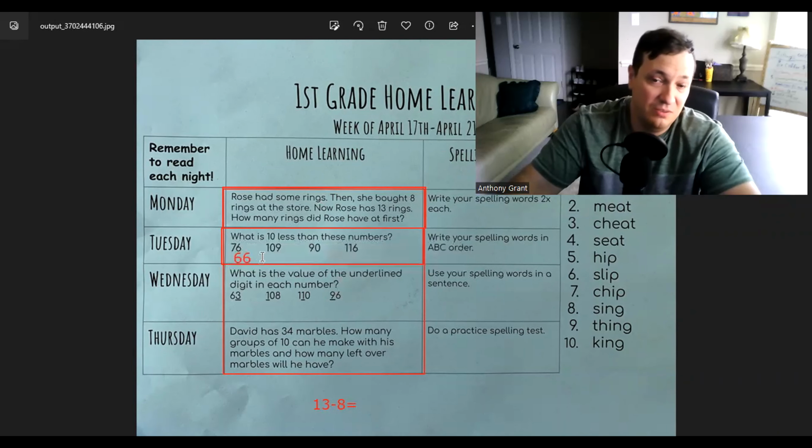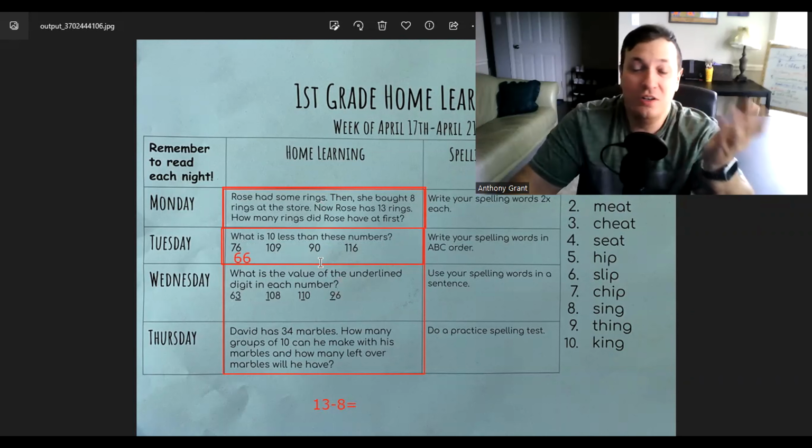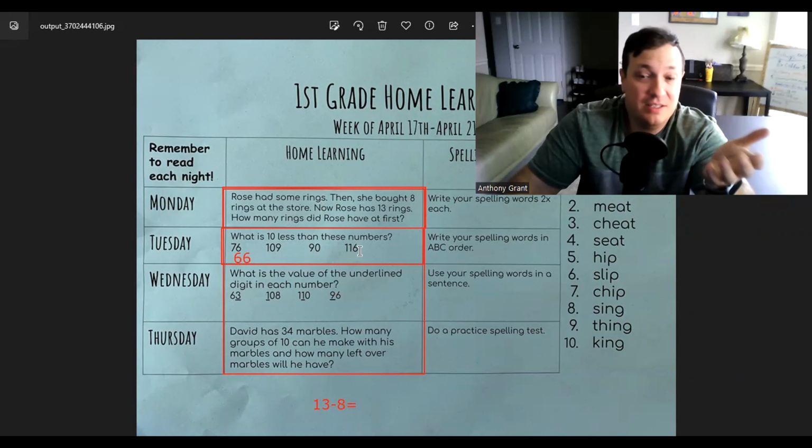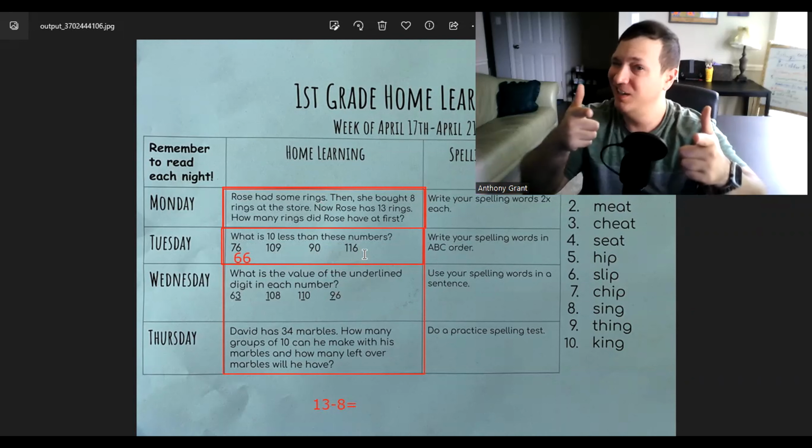What is 10 less than 109? Ooh, could be hard. 10 less than 90? 10 less than 116? Let's see if you can figure it out. If you can figure it out, throw them in the comment section. Maybe get some bonus points.